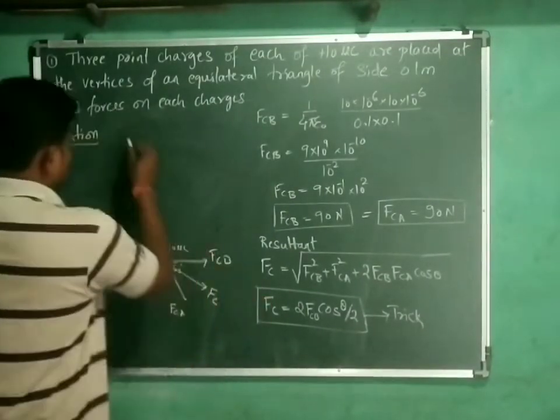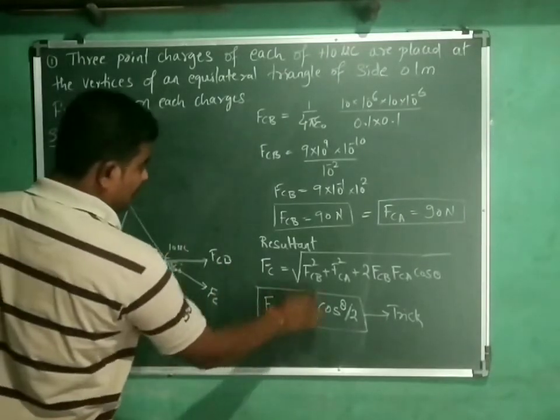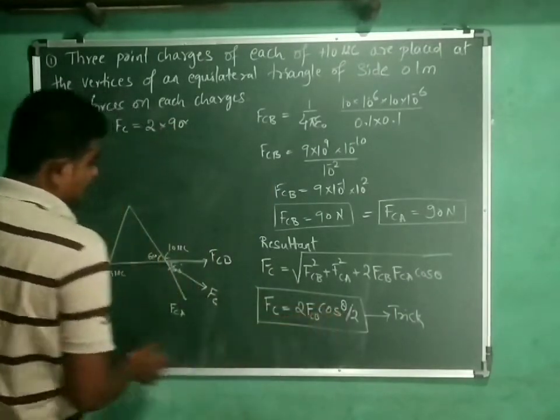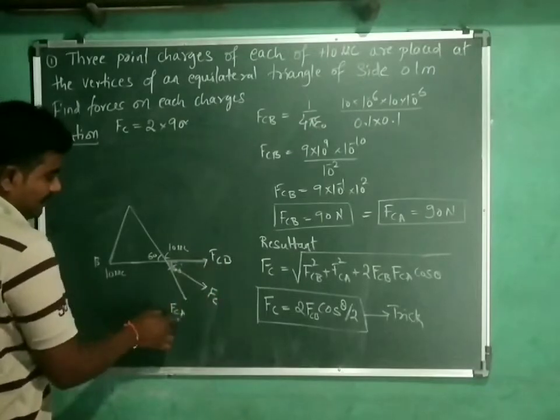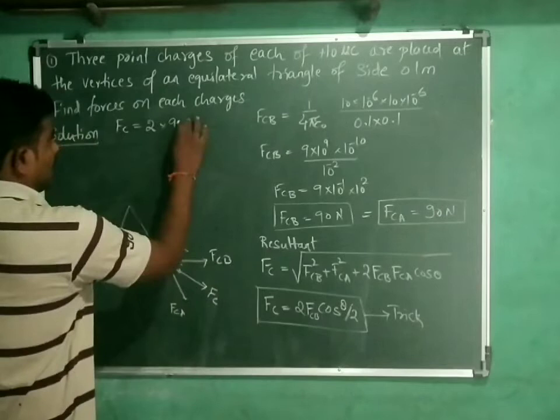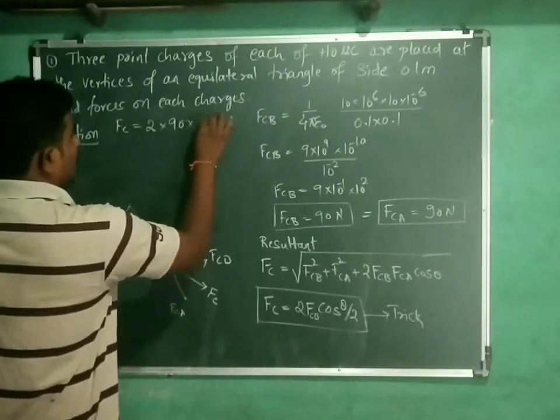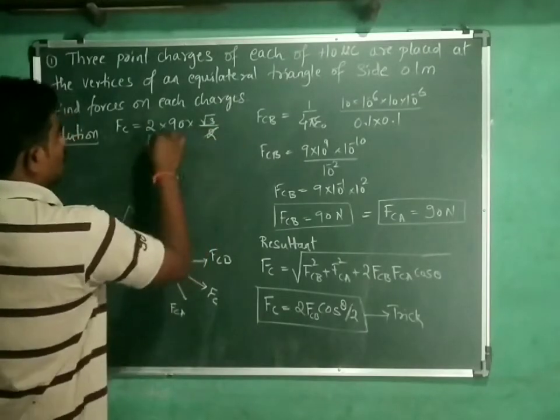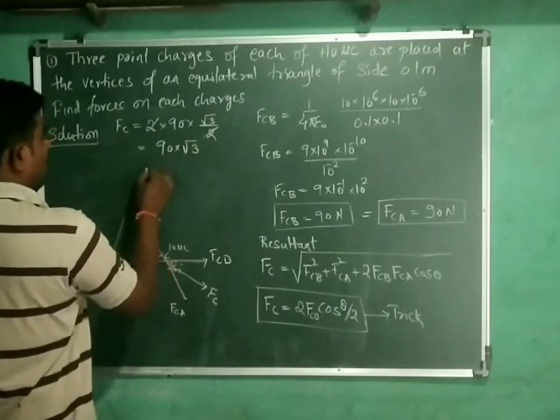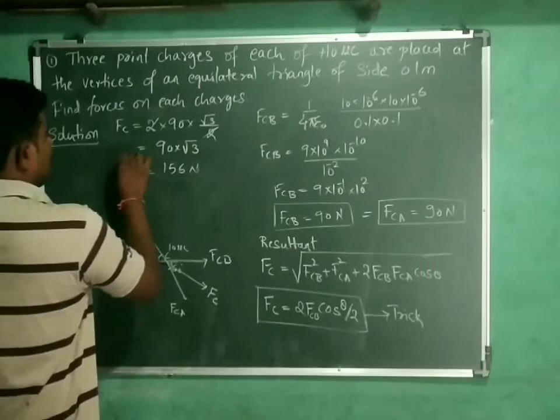And see here, FC is equal to 2F cos theta by 2. This FCB is how much? 90 Newton, and theta is the angle between what and what? FCB and FCA. It is 60 degree. And 60 degree divided by 2 is 30, and cos 30 is how much? Cos 30 is root 3 divided by 2. So 2 is cancelled, so it is 90 into root 3, so approximately it is 156 Newton. This is FC.